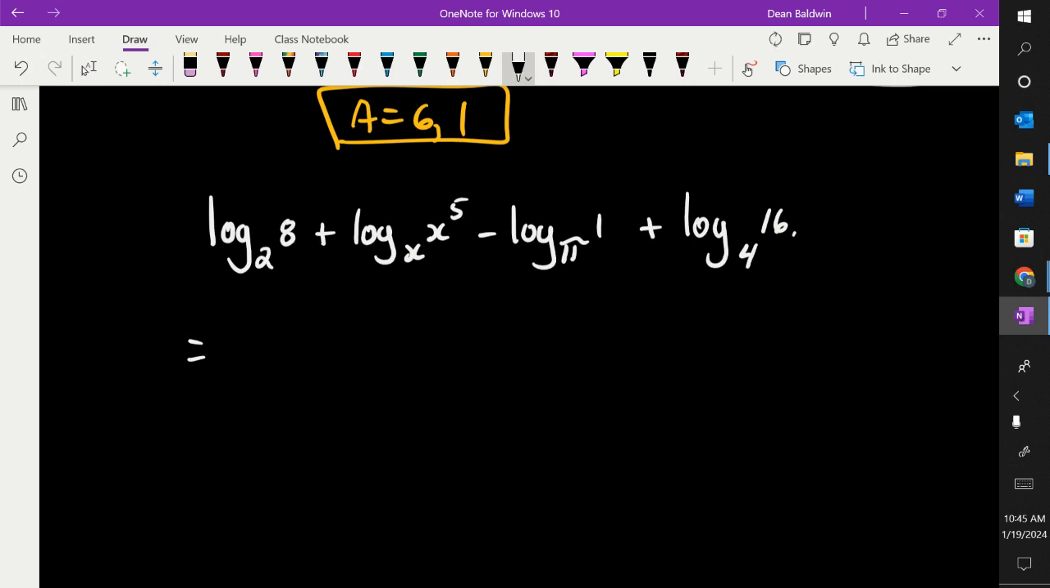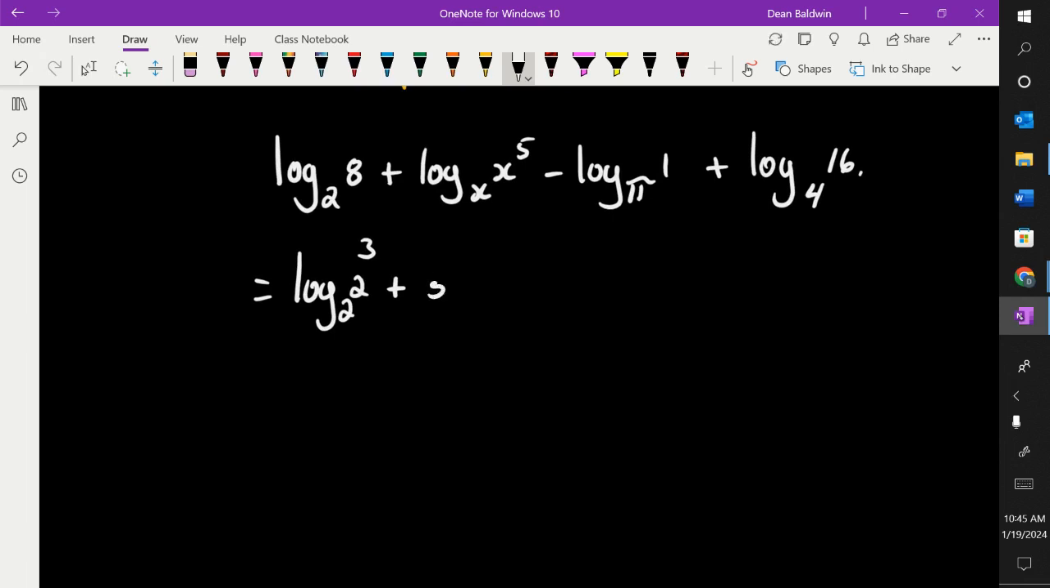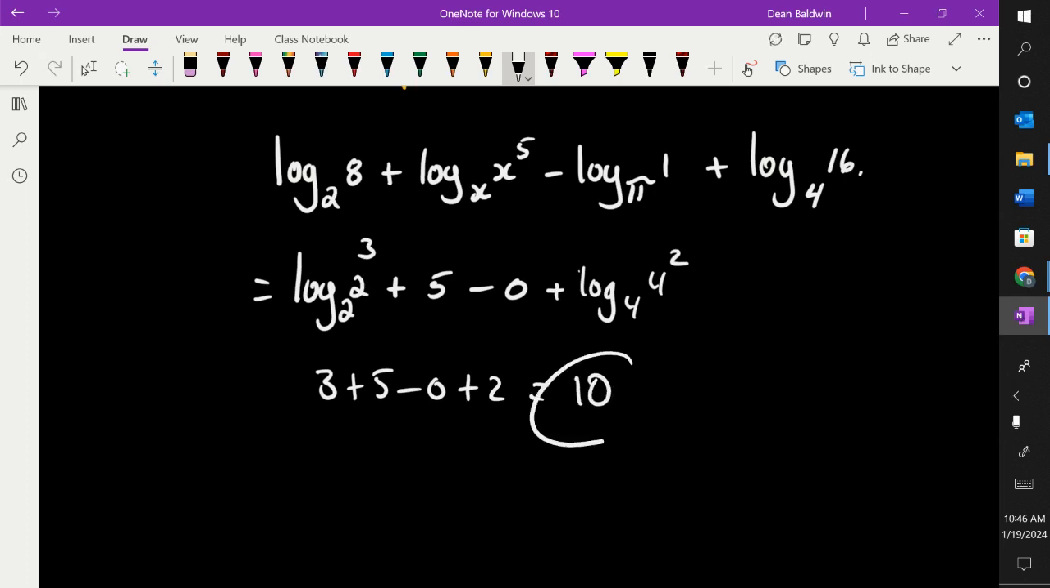You can get it pretty simple. All right. Can 8 be made into base 2? What's the second thing? That's just 5, right? Because the bases match. If you log the number 1, it's 0. And this one can be made into... so the first one is just 3 plus 5 minus 0 plus 2 is equal to... Are we okay with that?